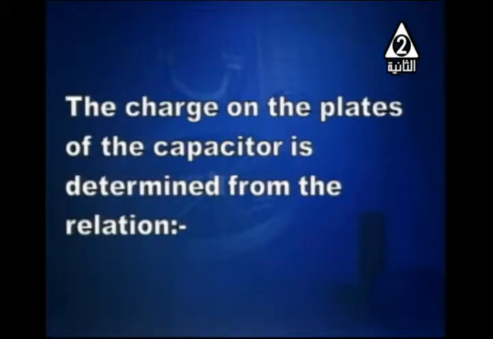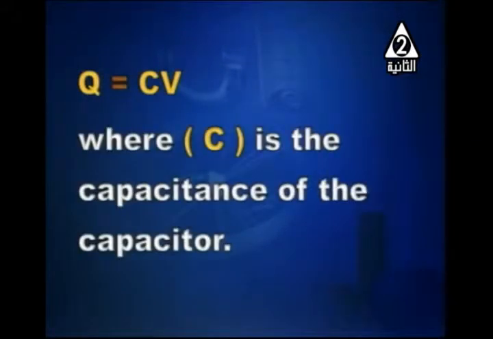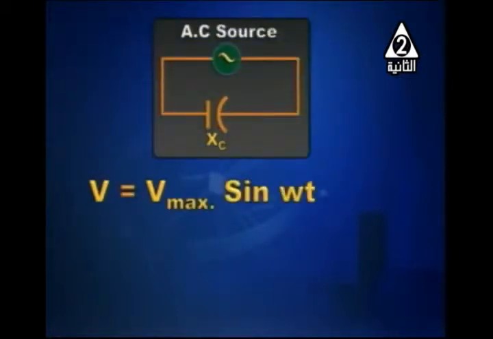As a matter of fact, the charge on the plates of the capacitor is determined from the relation Q is equal to C times V. C is the capacitance of the capacitor, and V is the potential difference applied across it. It is generated by the dynamo. So instantaneous voltage, denoted by V, equals V maximum sine omega t.